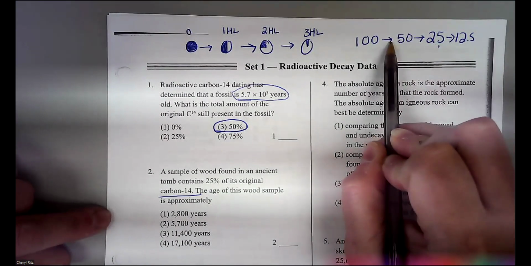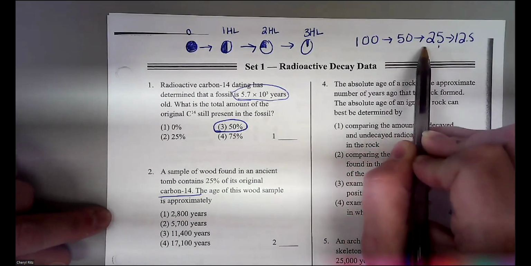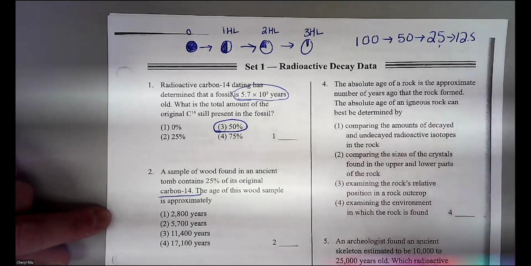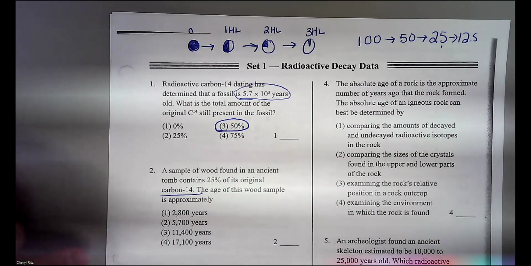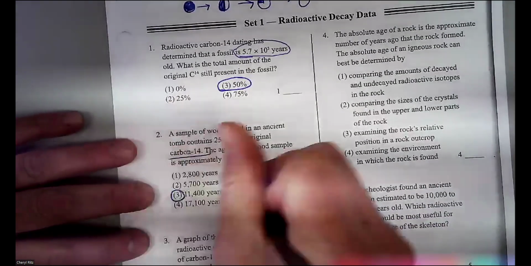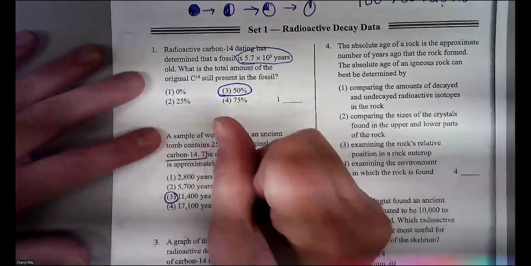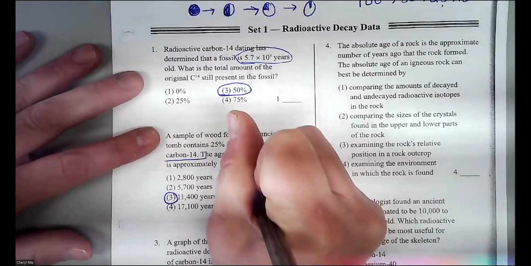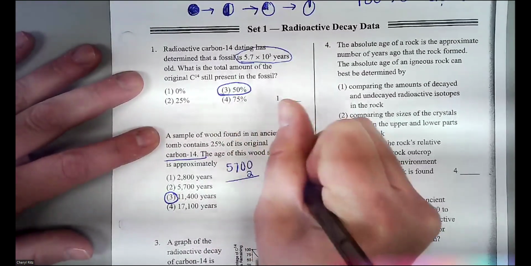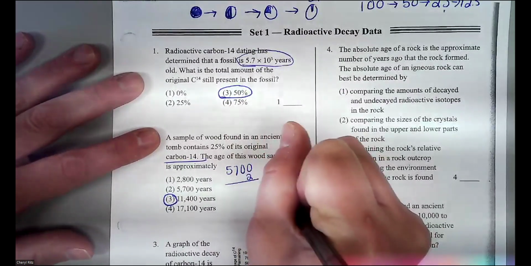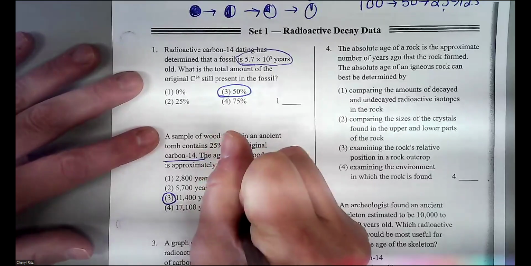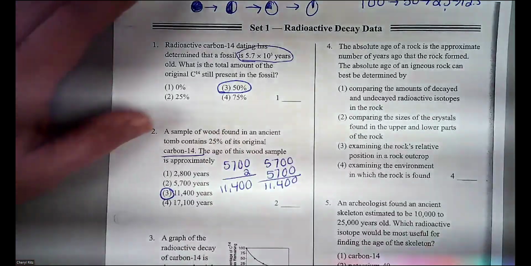2. There's 1 half-life, cut it to 50. 2 half-lives cuts it to 25. So I know it's gone through 2 half-lives. How long do 2 half-lives of carbon 14 take? Number 3. It is answer 3. So you could have either multiplied 5,700 by 2 or just added 5,700 plus 5,700. Either one of them gives you 11,400.